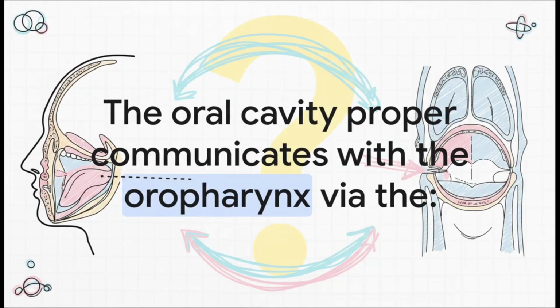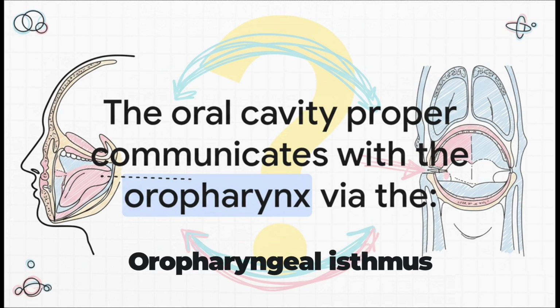Question 2. The oral cavity proper communicates with the oropharynx via the A. Oral fissure, B. Vestibule, C. Oropharyngeal isthmus, or D. Pterygomandibular raphe. Think about that posterior boundary. And the correct answer is C. Oropharyngeal isthmus, which you might also hear called the fauces. That's the back exit of the main oral cavity leading into the throat.